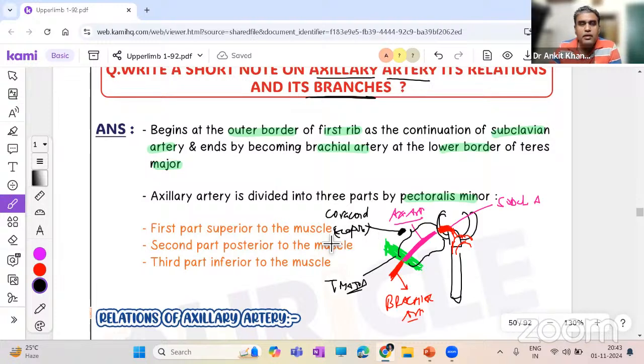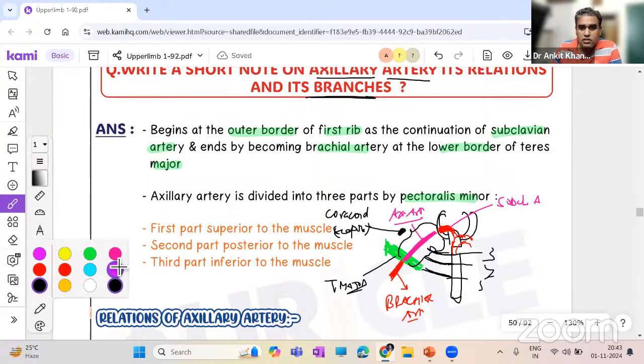Coracoid, I'm writing scapula. What actually happens, guys, is that here you have the ribs. Let me draw the ribs also. Say a third rib over here, a fourth rib, and a fifth rib. These are ribs number third, fourth, and fifth. Why am I drawing third, fourth, fifth? Because here the muscle comes.